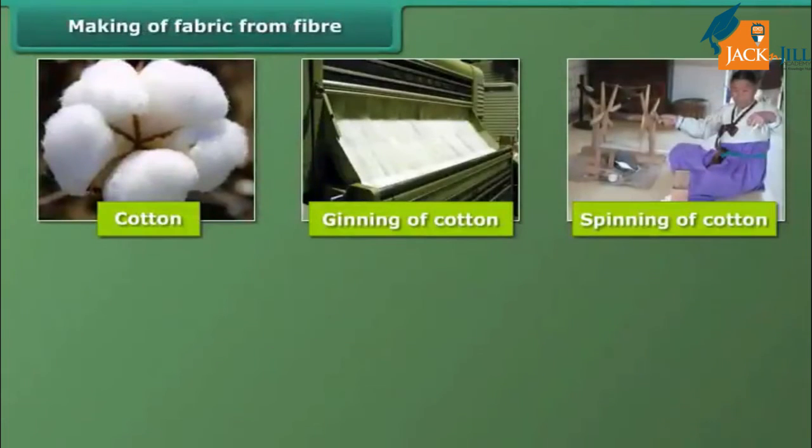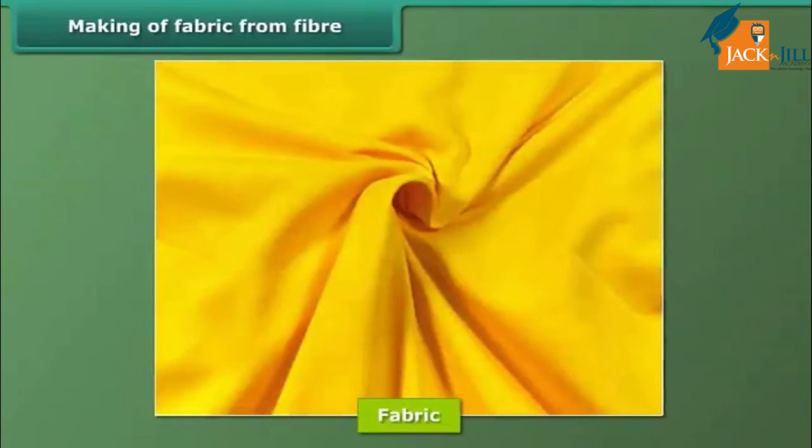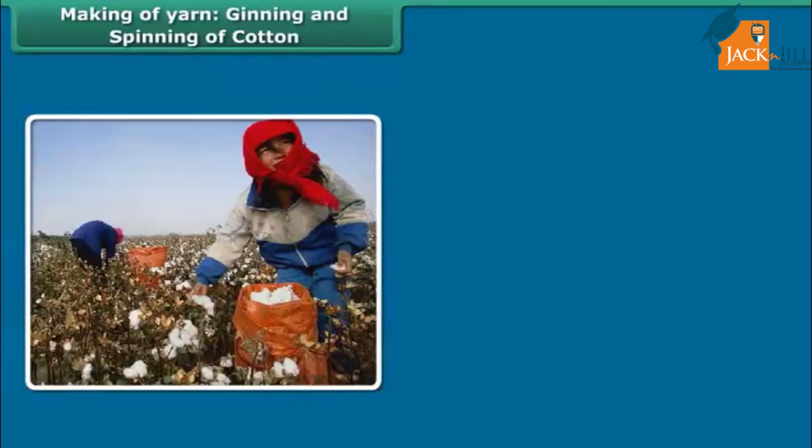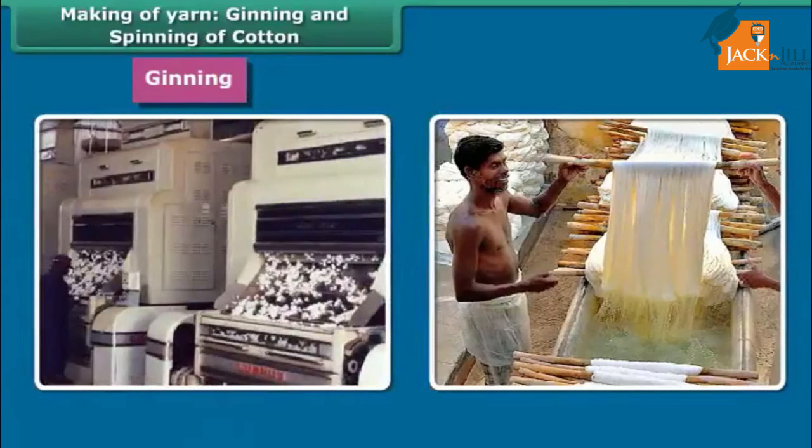Making of fabric from fiber. How is fabric made from fiber? First, yarn is made from fiber and then fabric from yarn. Making of yarn: ginning and spinning of cotton. Students, to make fiber, cotton is picked by hand from cotton balls and then the fiber from the seeds is separated by combing. This is called ginning. Ginning can be done by machines too.